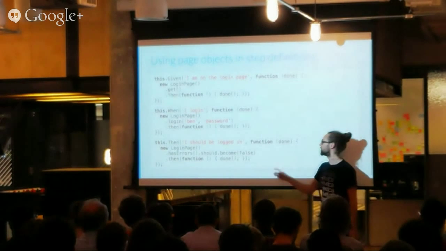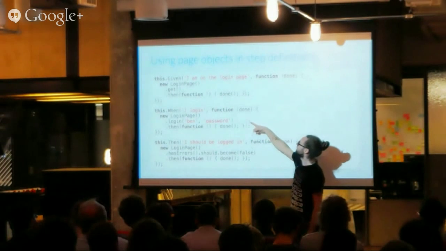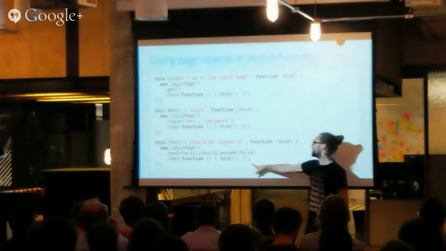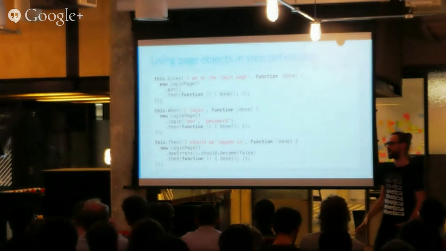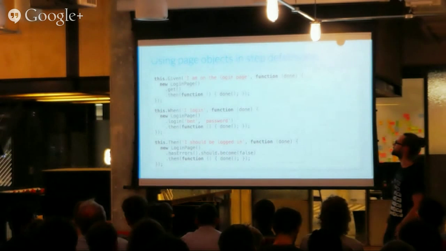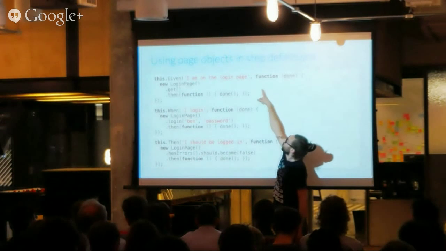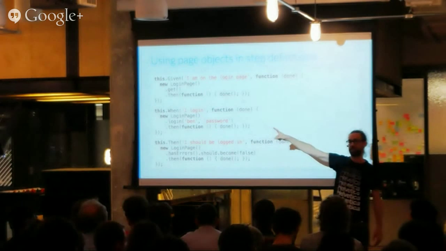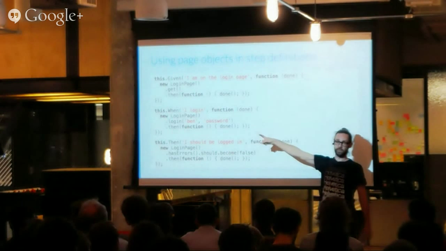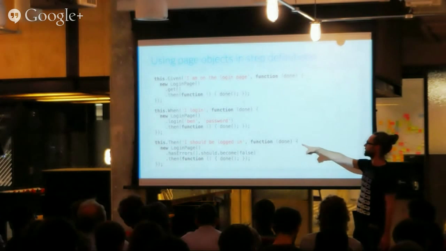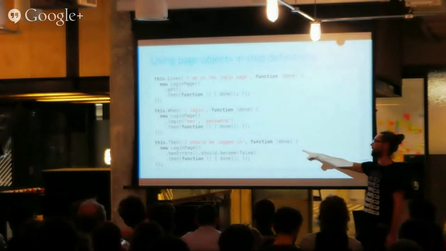Unfortunately, at the moment you can't do that because you still have to have this evaluation of the done callback in every single step. As I say, that's going away in the next version of Cucumber, so it should be a slightly nicer expression. So "I'm on the login page" maps to loginPage.get. "I log in" maps to loginPage.login. And "I should be logged in" maps to "do we have any errors?"